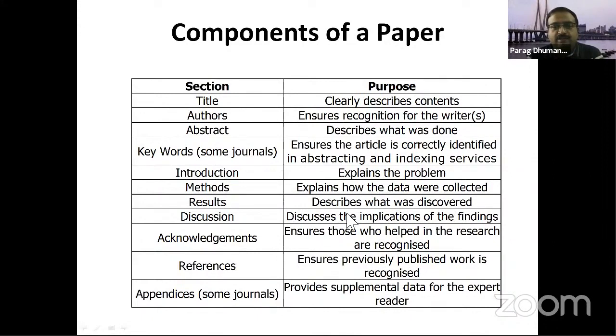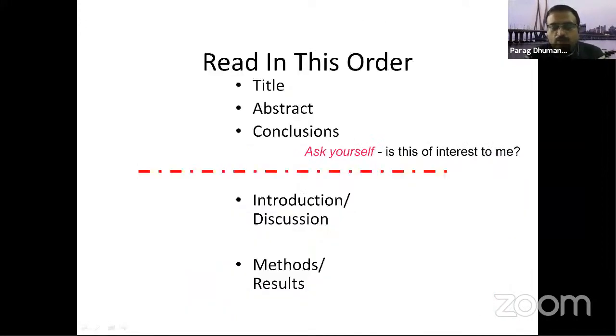Results, discussion: it discusses the implications of these findings over the literature and over the clinical problem. Acknowledgements: who have contributed but not as an author. References and appendices. So having known this, do we always go by the same sequence when we read the article? No, we go with this sequence.